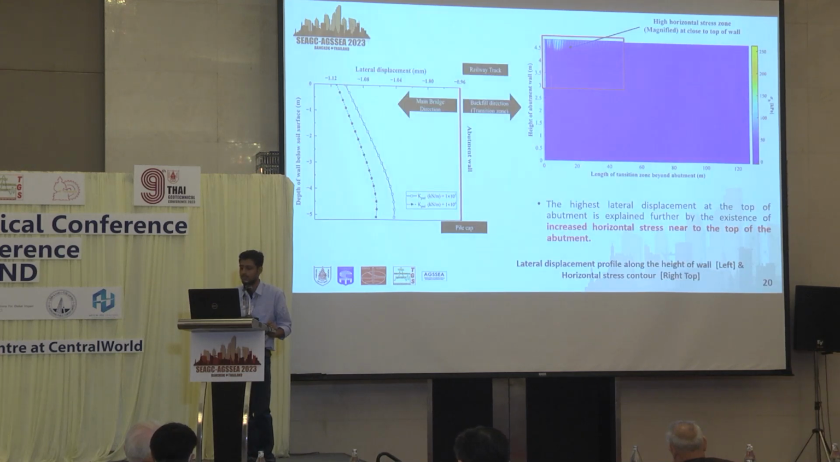lower stiffness. So coming to the lateral displacement of the abutment, we can see that it is actually the converse. When we use a higher stiffness value, the lateral deflection of the wall is more compared to the lower rail pad stiffness. That can be explained by the horizontal stress contour that we can see here.